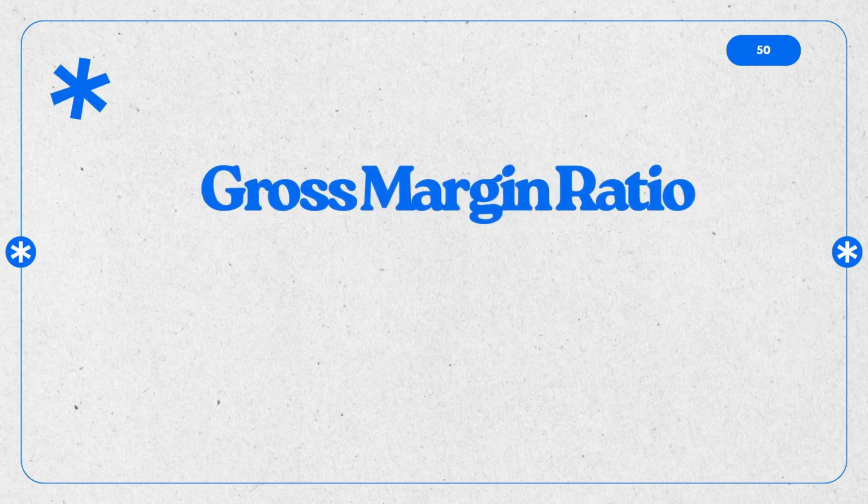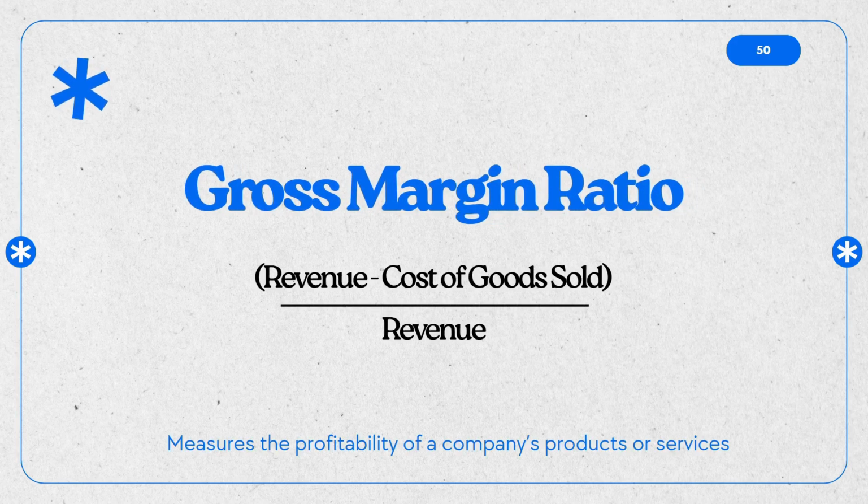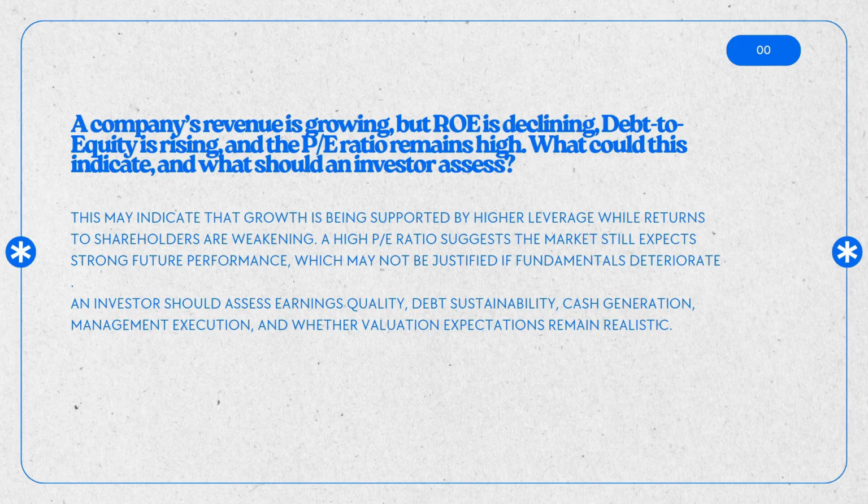Gross margin ratio is revenue minus cost of goods sold divided by revenue. It measures the profitability of a company's products or services. Question time, the last one. A company's revenue is growing but ROE is declining, debt to equity is rising and the PE ratio remains high. What could this indicate and what should an investor assess?